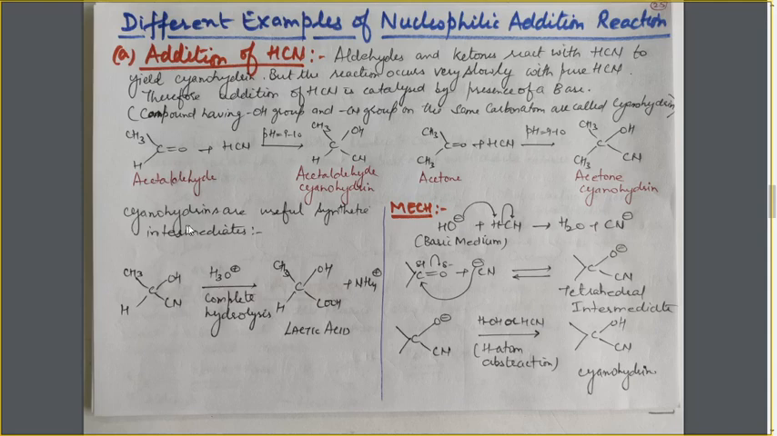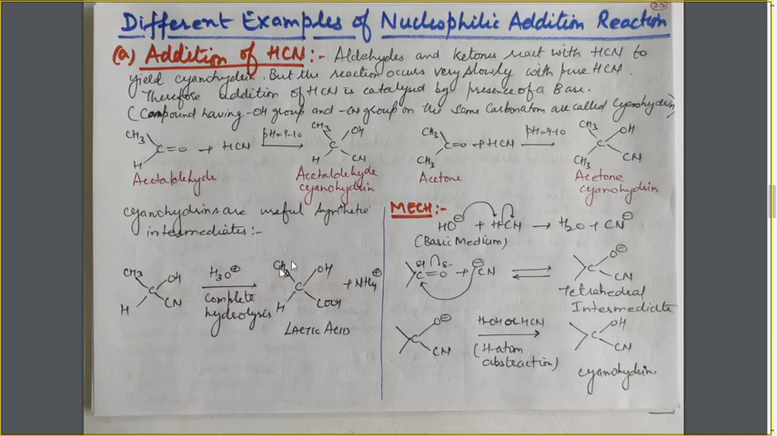Now these cyanohydrins are useful as synthetic intermediates. Synthetic intermediates means that during various synthetic reactions, meaning the reactions involved in the preparation of different compounds, these cyanohydrins are intermediates that are formed during the reaction, and through these compounds the desired compound is prepared. For example, in the preparation of lactic acid, we have used this cyanohydrin.